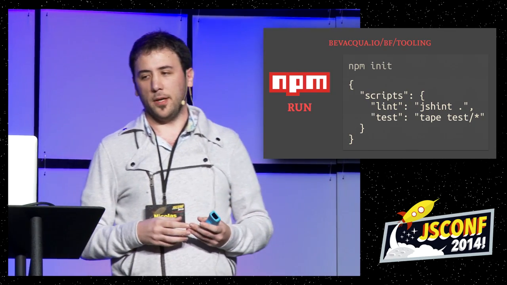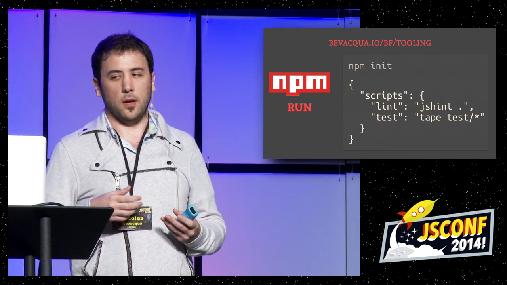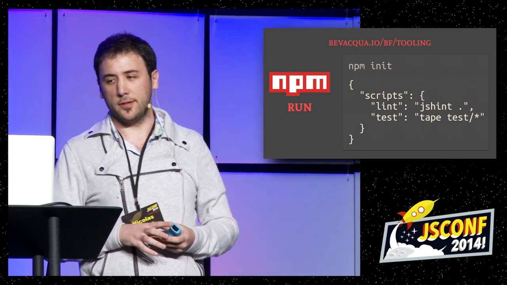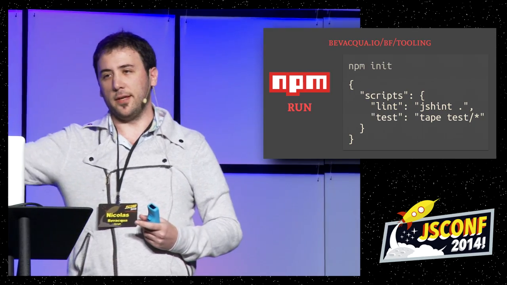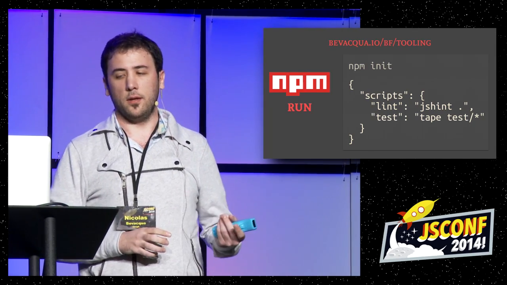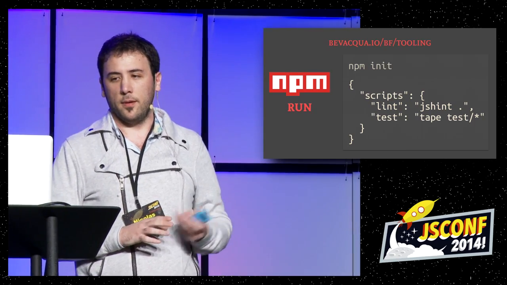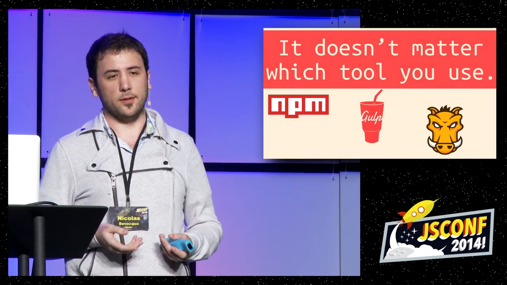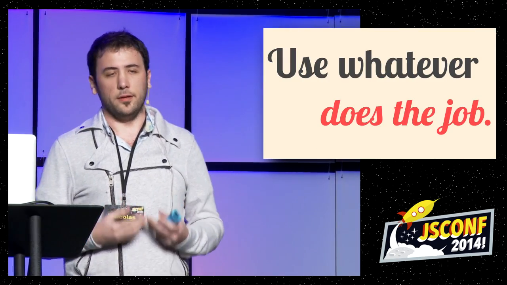The cool thing about npm run is that it's smart enough to figure out if JSHint is installed locally as a development dependency, for instance. It'll know to look for it in node_modules/.bin/jshint. So you don't need to install JSHint globally for npm run to work. So you do npm run lint, and that's it. But the point really is that it doesn't matter which tool you use, as long as it does the job for you and it works for you.